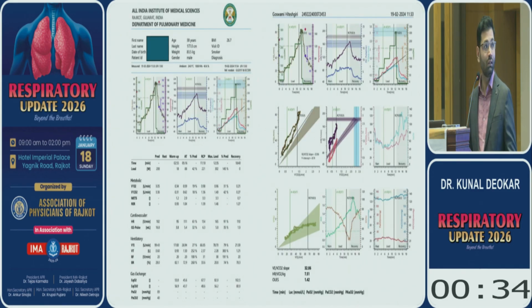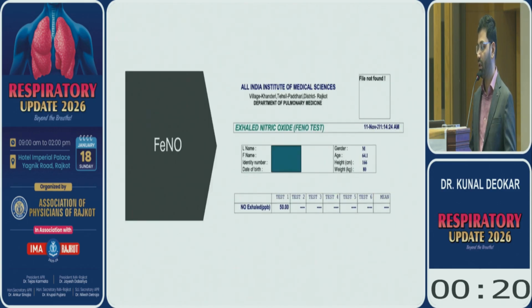And then this is CPET. I don't think I would be able to cover this very complex investigation. We get a lot of parameters. Indication is to evaluate a cause of unexplained dyspnea and for giving fitness for lung resection surgeries and for heart transplant. And then we have FeNO, fractional exhaled nitric oxide, which is an indicator of airway eosinophilic inflammation.